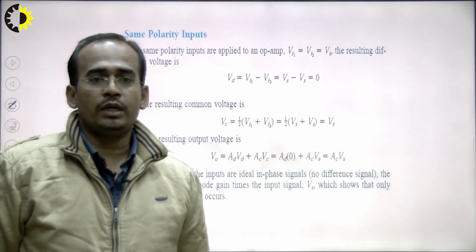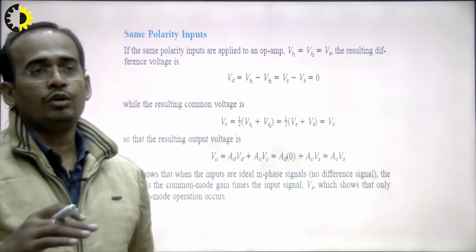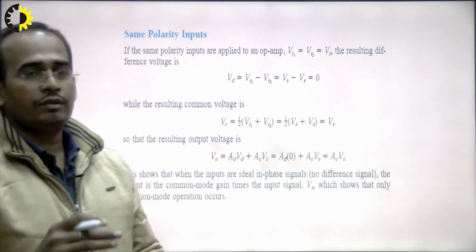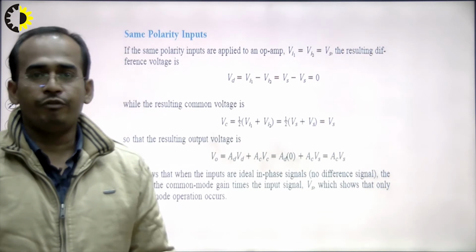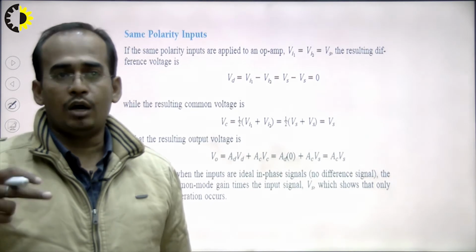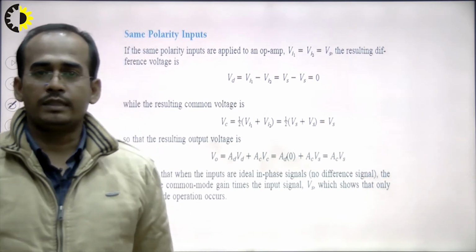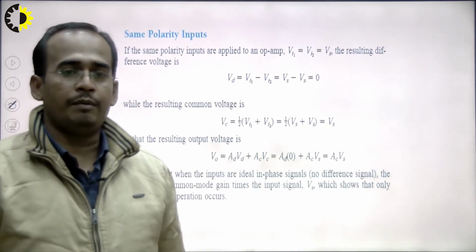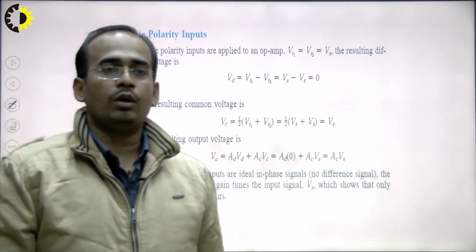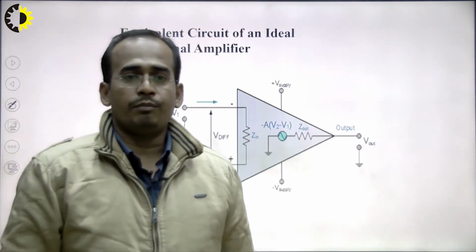And if I consider the same polarity, in that case we will get the output only because of the common mode signal. So, you can say that in case of opposite polarity we are getting the output because of the differential input, and in case of same polarity we are getting the output only because of the common mode input, or you can say only the common mode gain will exist, and in case of opposite polarity only the differential gain will exist. So, now come to the equivalent circuit of an ideal operational amplifier.